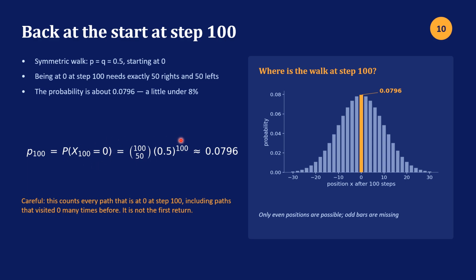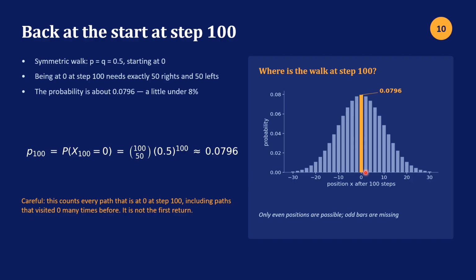And we have our equation from the previous slide. So it's 100 choose 50. You need to take 50 steps right and 50 steps left in order to come back to 0. And then we just get 0.5 to the 100 because these two are equal. And we get about 8%, a little bit less than 8% chance of being in state 0 after n steps.